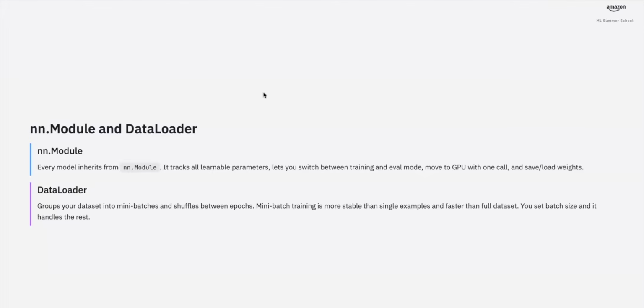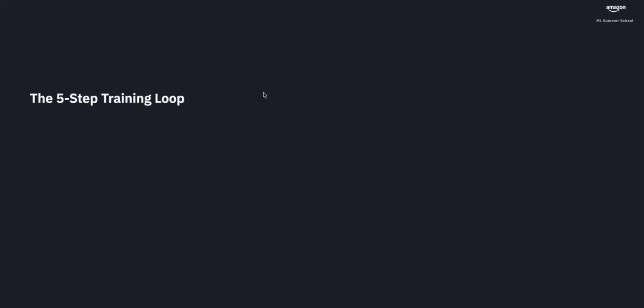We'll be seeing their implementation in our hands-on demo that we have at the last. All of the 4 pieces that we have talked about come together in this 5-step loop. Every PyTorch project uses these exact steps.